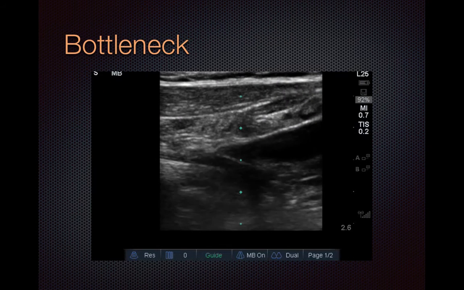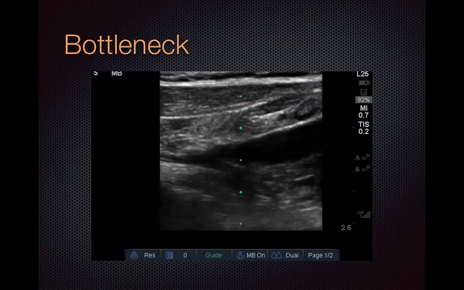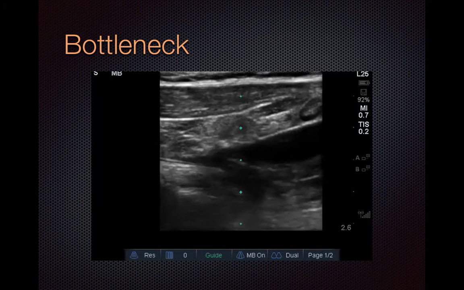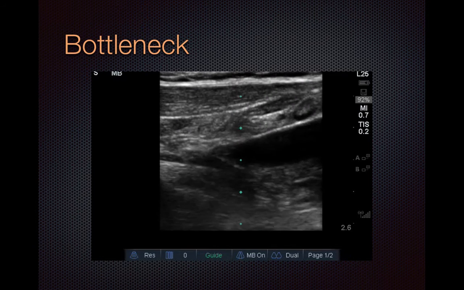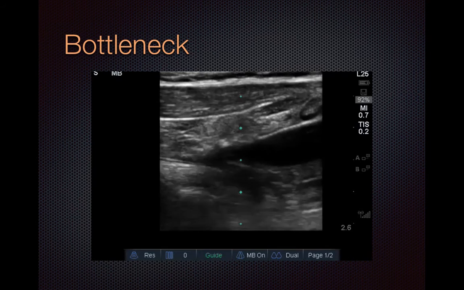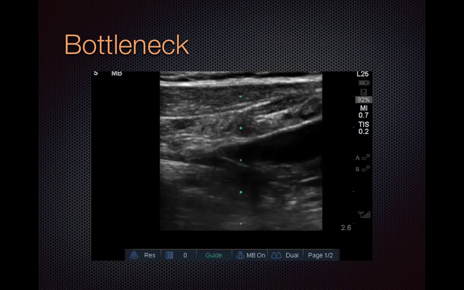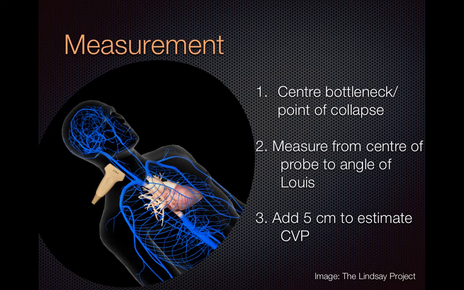If you have found the vein, adjust your probe orientation until you can see the vessel in its largest plane. At this point, slowly slide your probe cranially until you again find the top of the column as seen in this video. In the longitudinal axis, the top of the column is sometimes referred to as a bottleneck. To measure the top of the column, center the bottleneck in the middle of your screen. Once you have achieved this, the top of the JVP column will be located at the location corresponding to the middle of your ultrasound probe. Just as usual, measure from here to the angle of Louis and add 5 centimeters to estimate the true CVP.